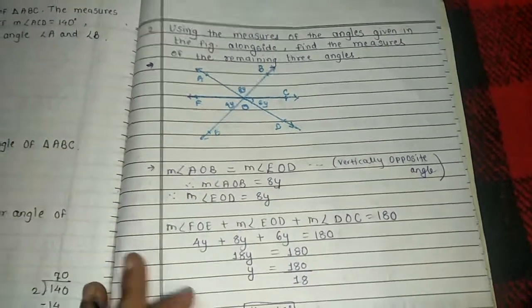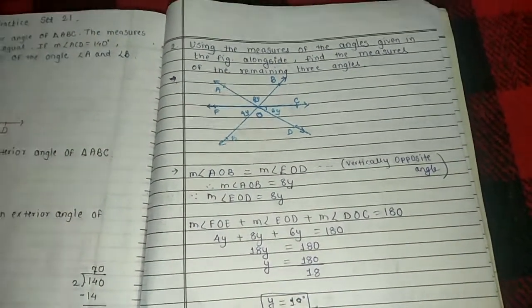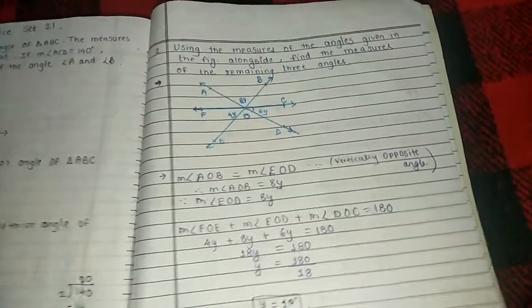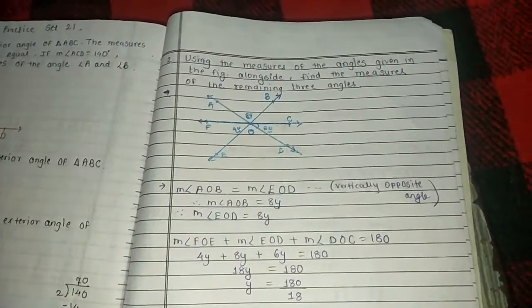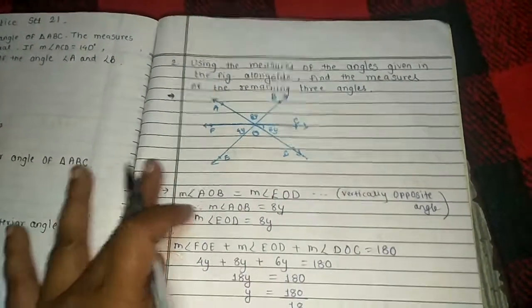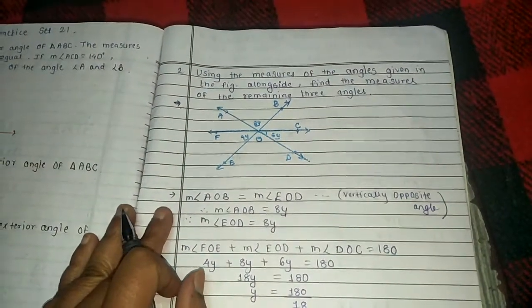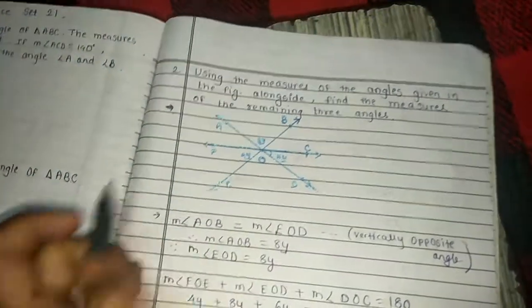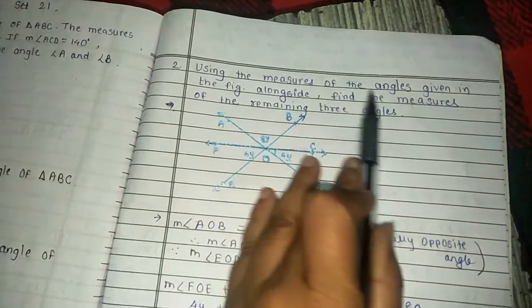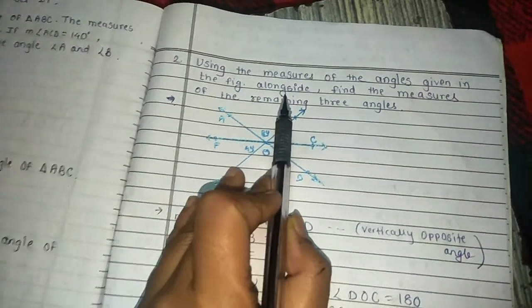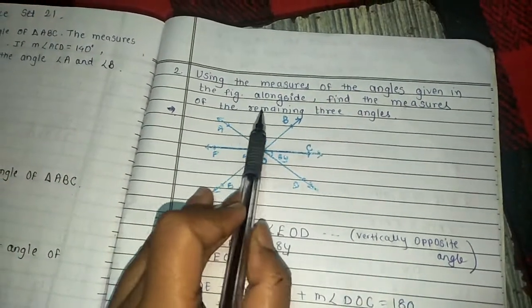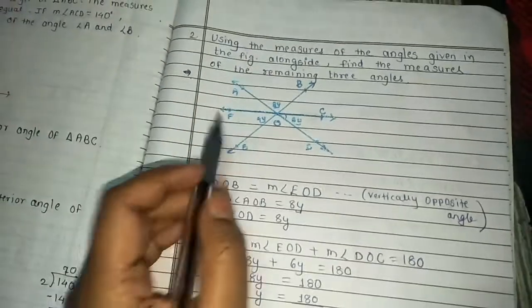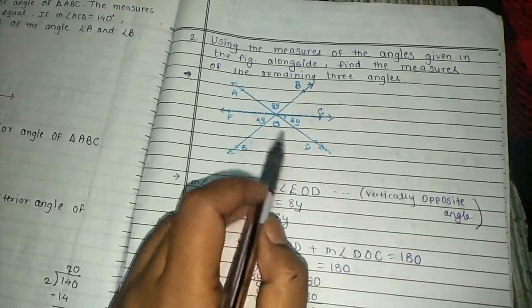Now after the first example we will go on to the second example. It is also very simple. You just have to observe the figure, and by observing the figure you can write down the answers. So now see here, using the measures of the angles given in the figure alongside, find the measures of the remaining 3 angles. So we have to find the measures of the remaining 3 angles of this figure.